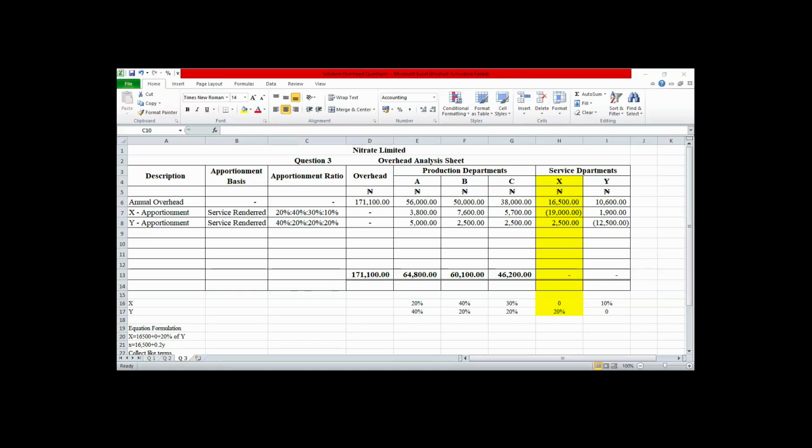Hello sir, Y is equal to 16. Hello? Yes, the board is still with the overhead analysis sheet. I think you should take it to where we have the equation you are talking about.